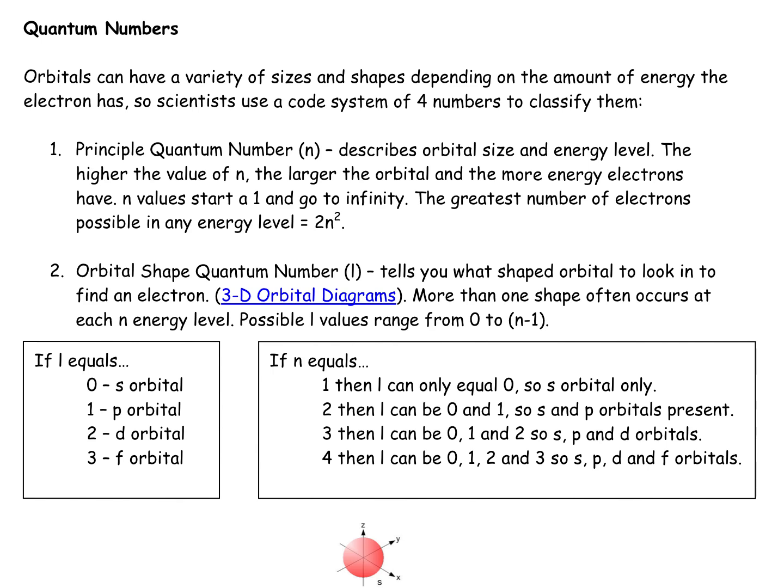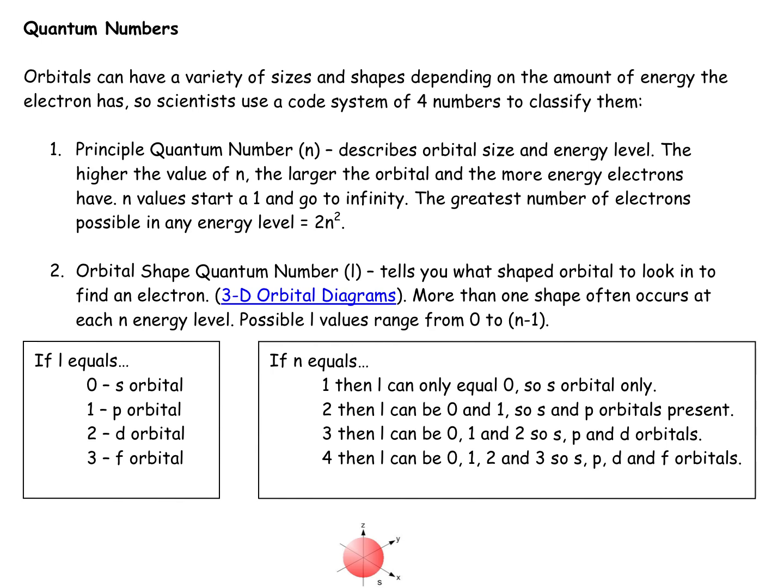The first quantum number he actually stole from Bohr. It's called the principal quantum number, and it's notated with a lowercase n. It describes how big the orbital is and how fast the electron is going. The higher the value of n, the more energy the electrons have, so the faster they're going, and the more likely they're going to be further away from the nucleus.